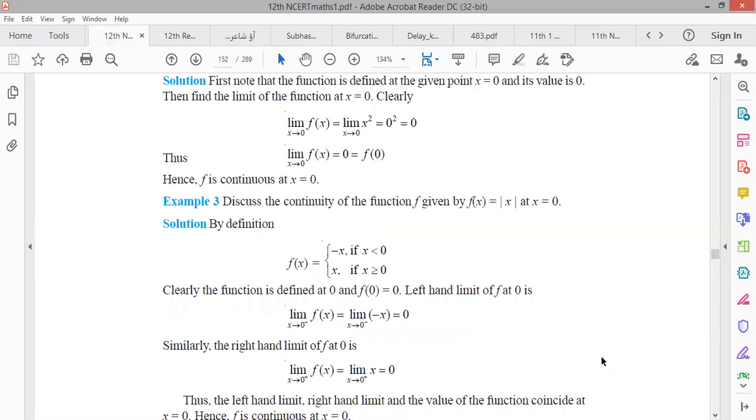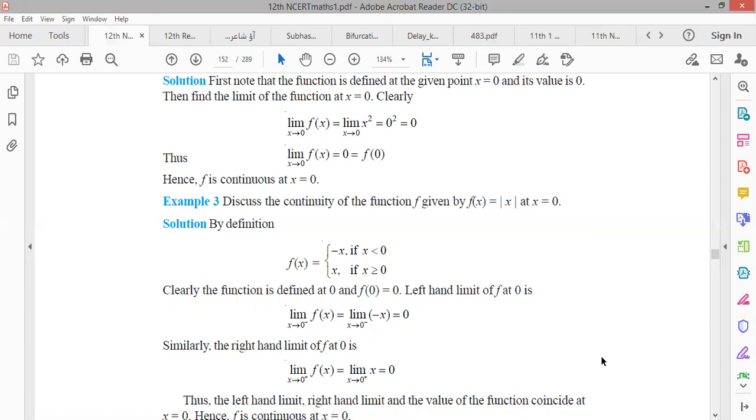On the same lines we can solve it. And example number three, that's the modulus function. Once again, it's a continuous function. Although it's a step function, it is divided into two steps, one for the negative side and one for the positive side. And at x is equal to 0, there is a wedge shape.